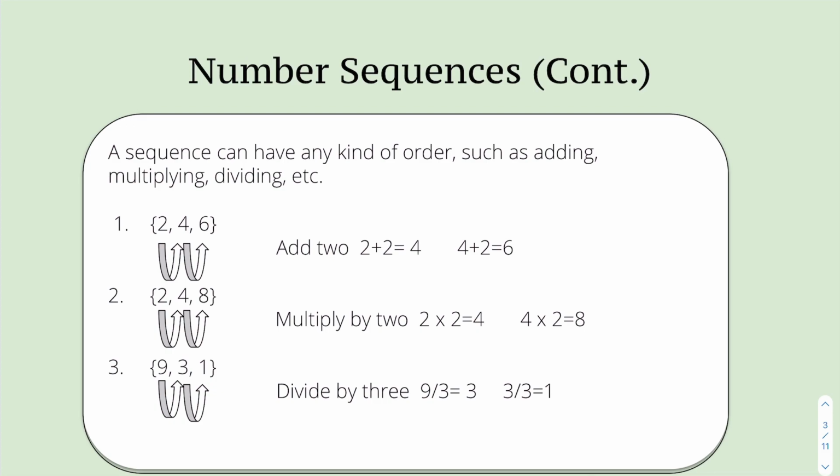And the third example has 9, 3, and 1. So in order to get the next number, you would divide the first number by 3. So 9 divided by 3 is 3. And then you would do 3 divided by 3, which is 1, and that is your final number.